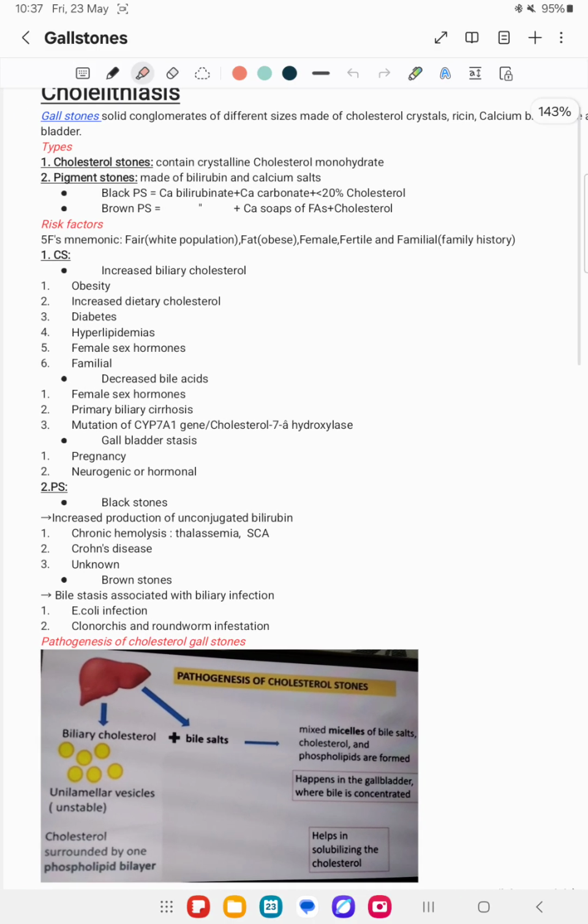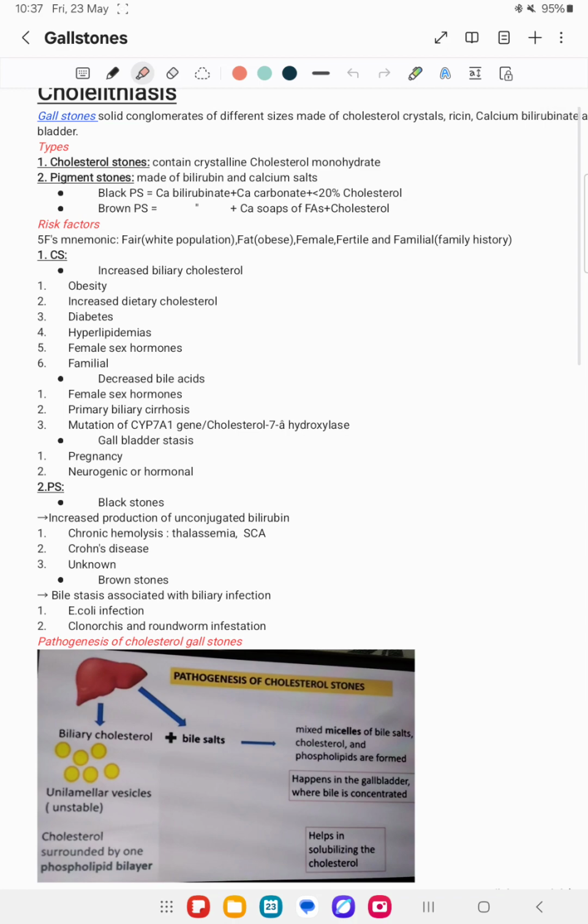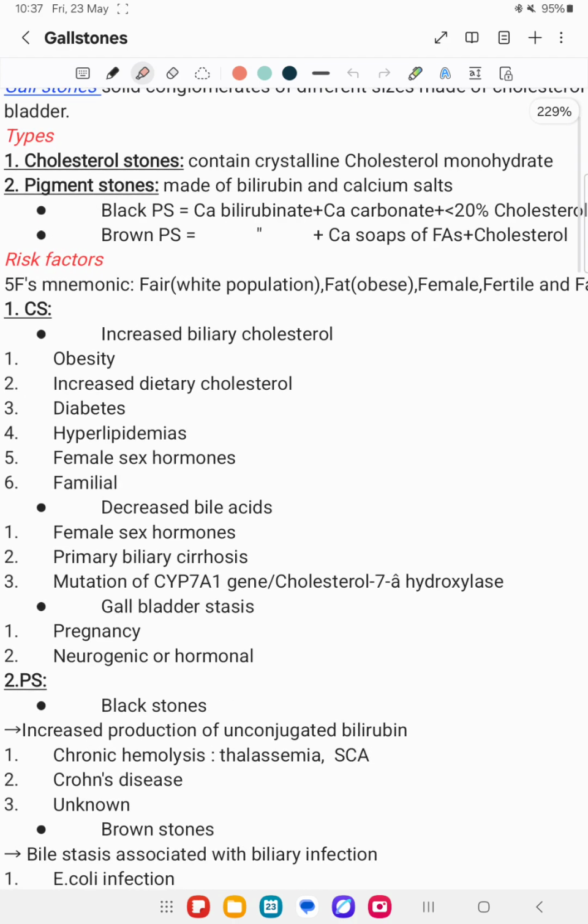Okay. Next we see what are the types of gallstones. So particularly we have two types of gallstones, which are cholesterol gallstones and pigment stones. So what is the difference between these two? Cholesterol stones contain crystalline cholesterol monohydrate, whereas pigment stones are made up of bilirubin and calcium salts. So why are they called cholesterol stones? Because they contain cholesterol monohydrate. Why are pigment stones known as pigment stones? Because they contain a pigment which is bilirubin along with calcium salts.